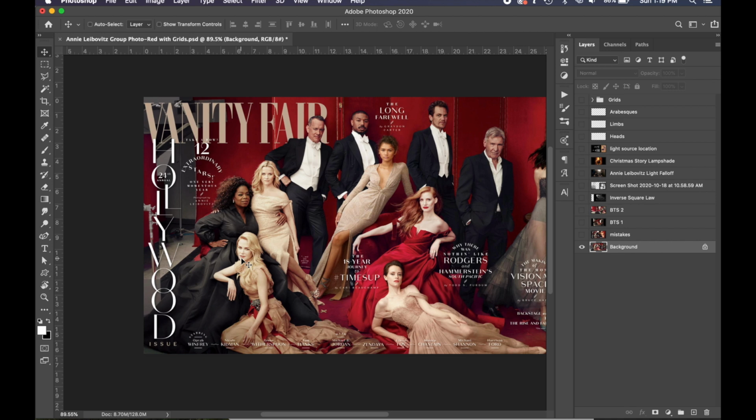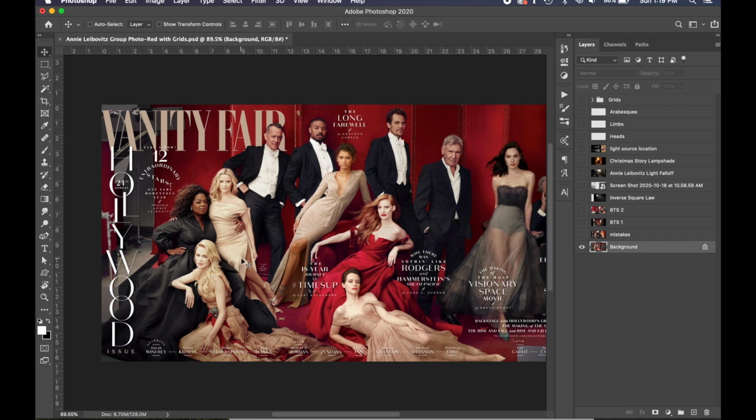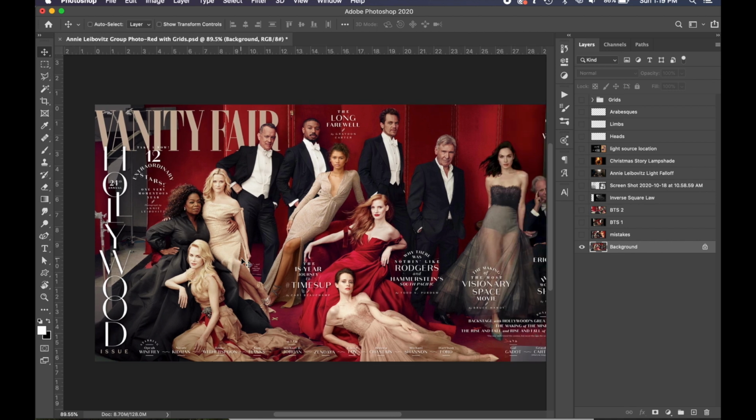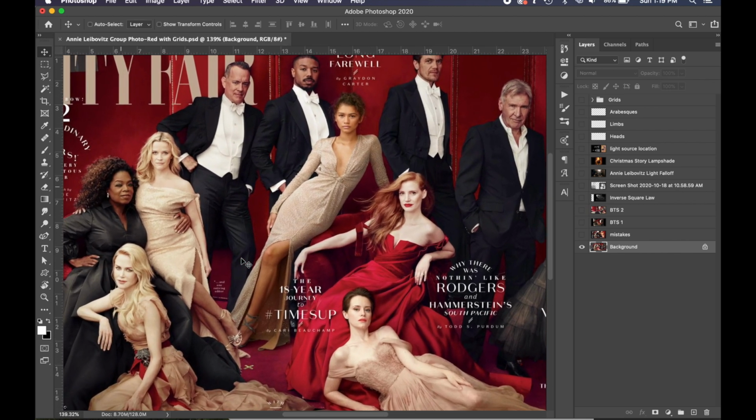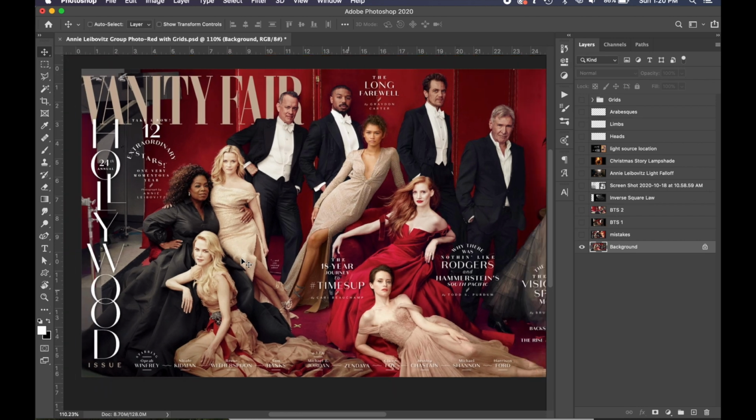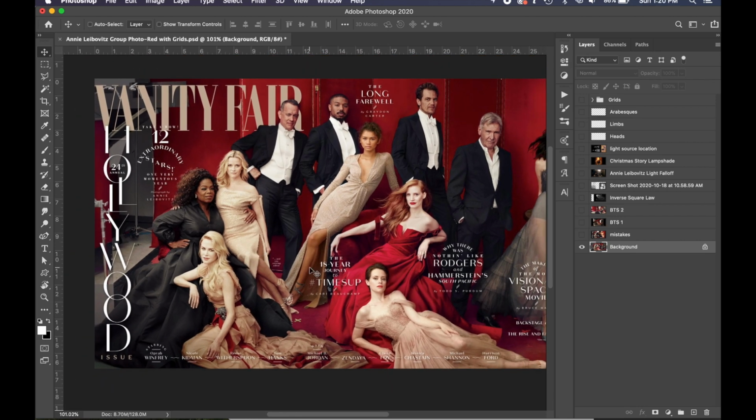Okay, we might as well start out with a very complex group photo by Annie Leibovitz. I mean, why not, right? So if you're going to learn something, you might as well learn it with something complex. And you know, when I point out these design techniques, it's going to simplify it for you so you understand a little bit how she's doing this and what's going on.